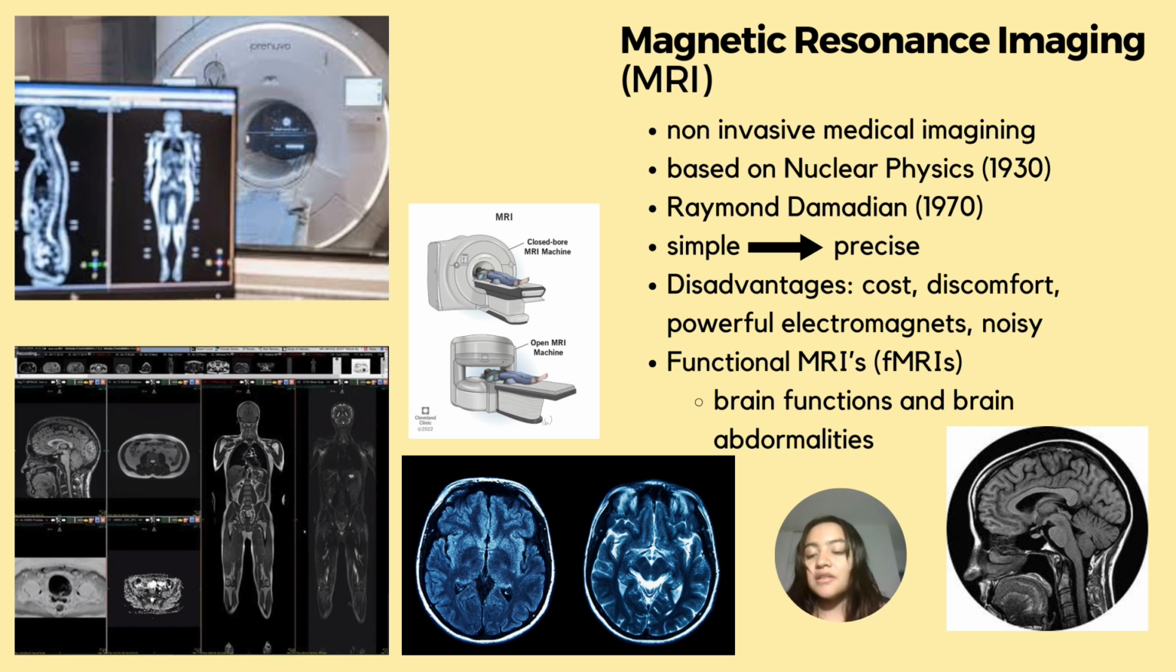Some disadvantages of MRIs are that they are expensive, uncomfortable, noisy, and produce powerful electromagnets that make it impossible for patients with metal implants to undergo MRI scanning. Lastly, functional MRIs, also known as fMRIs, detect blood flow in certain parts of the body and are now used to learn about the locations of different brain functions and abnormalities.